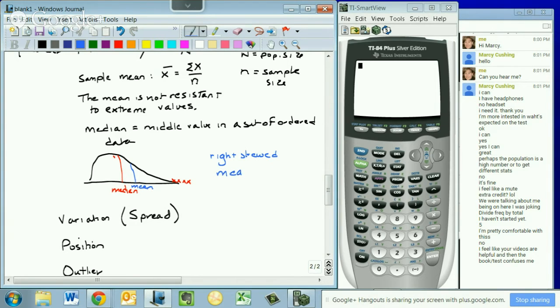So if you have a right skewed distribution, the mean is going to be larger than the median because of these values up here. And likewise, if you have a left skewed distribution, the mean will be smaller than the median because those small values are pulling it away from the center.